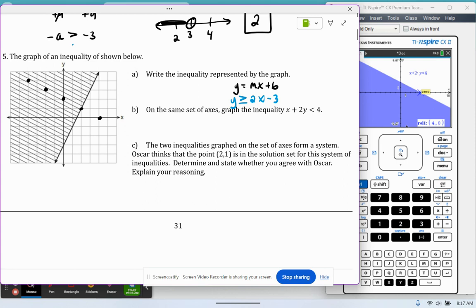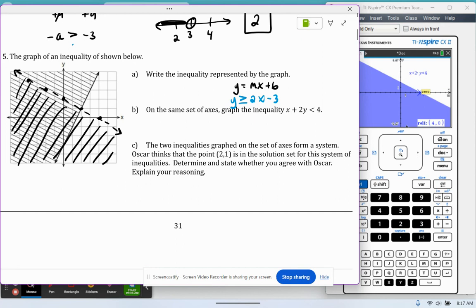All right, so we got x plus 2y is less than 4. What kind of a line are we using? Dashed. And then are we shading up or down? Look at your picture. Down. And then where is our region of solutions? Right there. All right, cool.